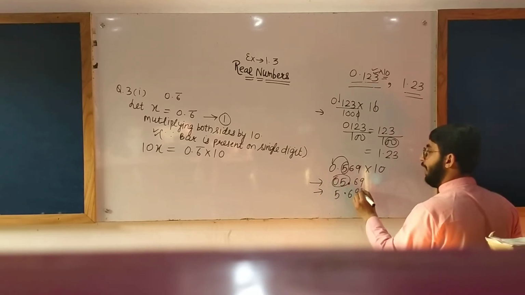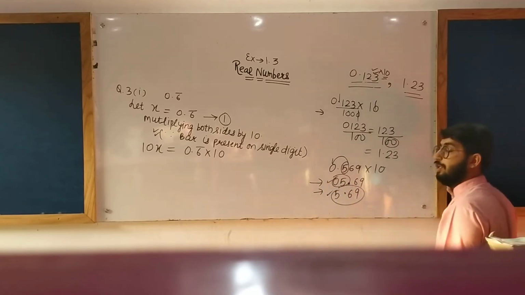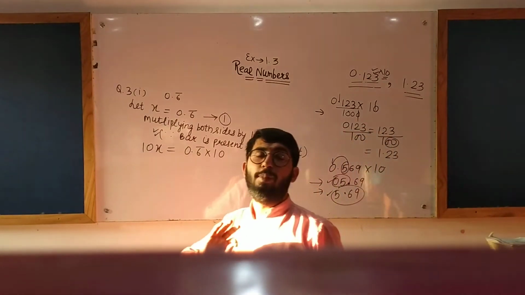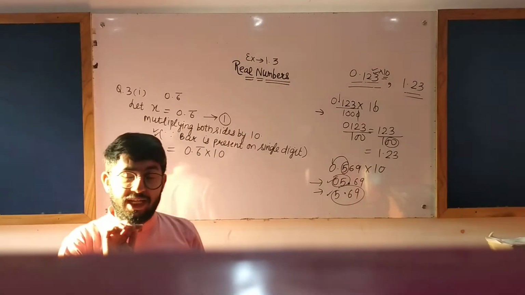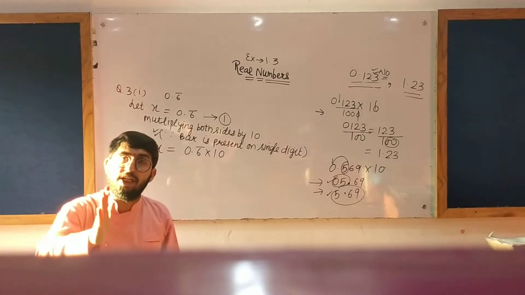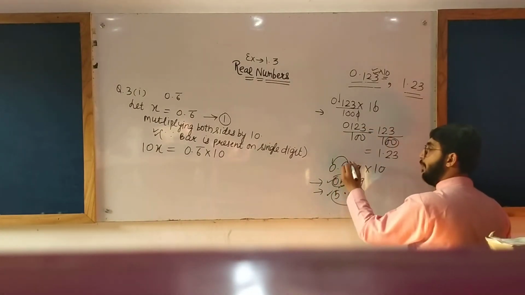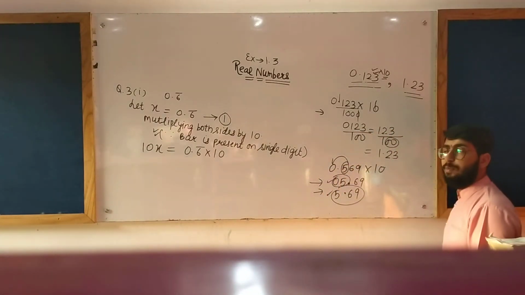Okay, it will be what? 5.69. Both are the same thing, not different. Okay, I am making you understand this. If you multiply a decimal number by 10, then the digit just after the decimal will shift from right to left.